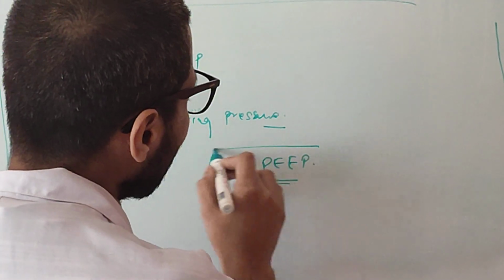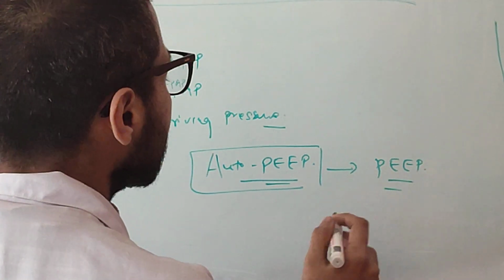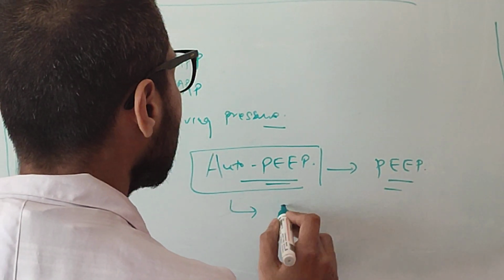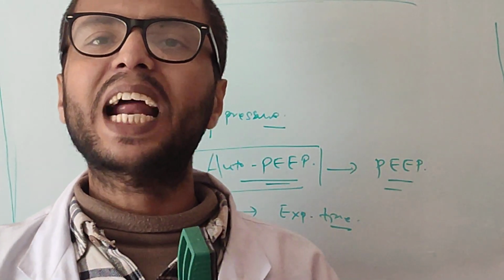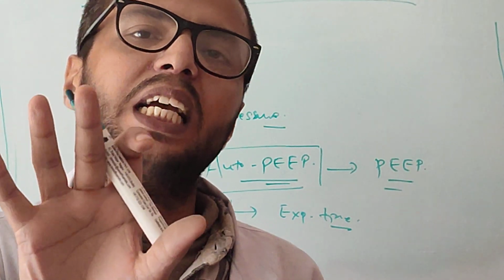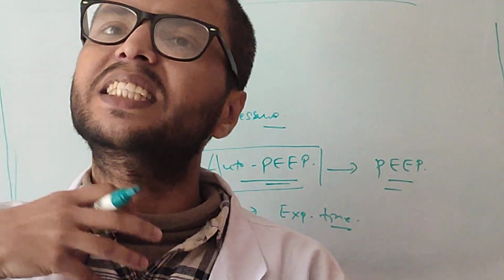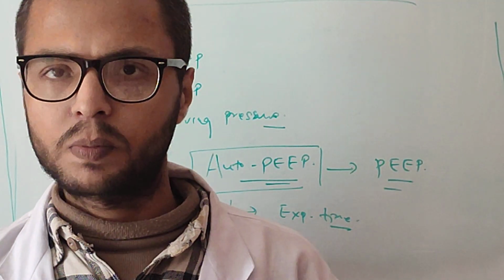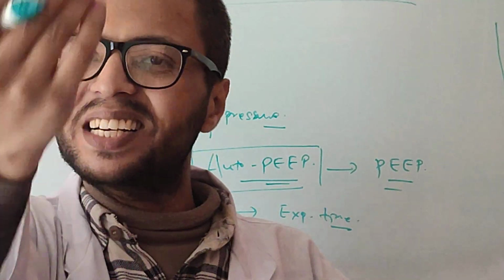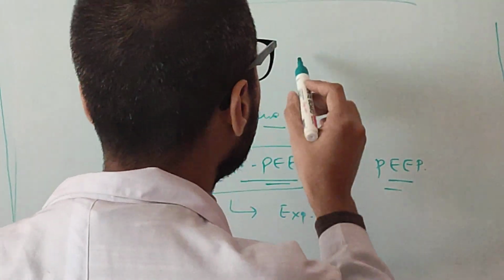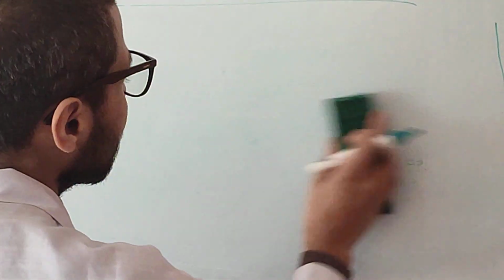And to counteract that auto-PEEP, you have to increase the PEEP in the machine, or you have to increase the expiratory time. If you increase expiratory time, the time during which patient exhales out, what happens? The air gets time to pass out. So you will either increase extrinsic PEEP or you increase expiratory time duration. Adjust I to E ratio, inspiratory to expiratory time duration. So these are some of the terminologies that you must know.